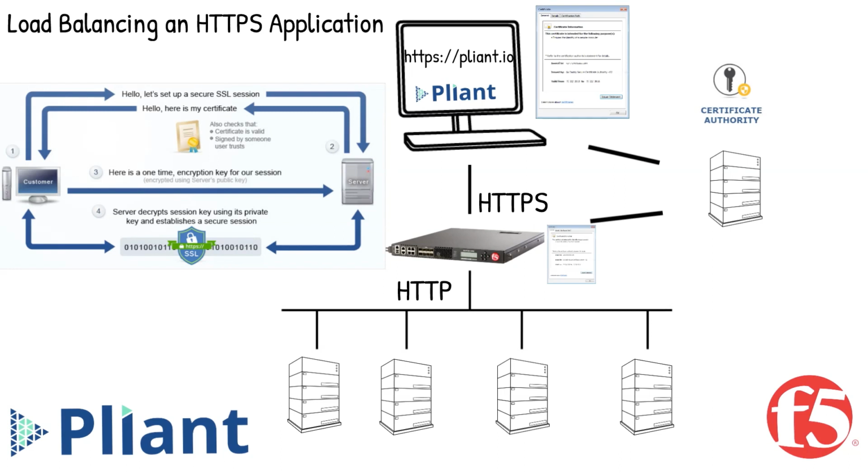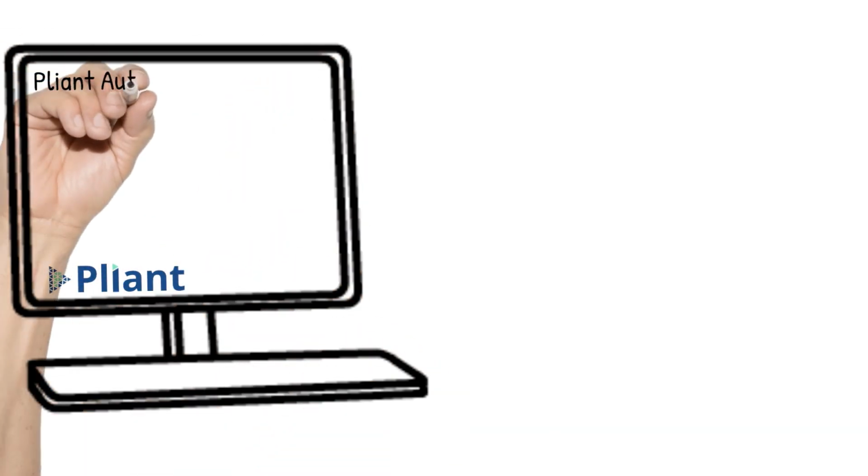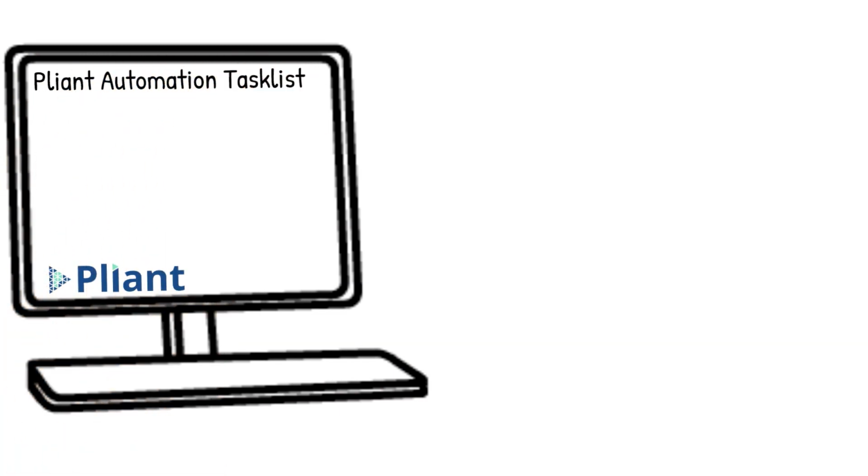As you can see, there's a great deal of complexity and configuration that must happen to make all of this work correctly, and Pliant can automate all of it. Pliant's low-code UI contains all of the action blocks you need to interact with your F5 Big IP load balancer and your CA server to configure all of this for you. We're going to show you a series of pre-built Pliant workflows that perform all the necessary steps to build out your HTTPS application.